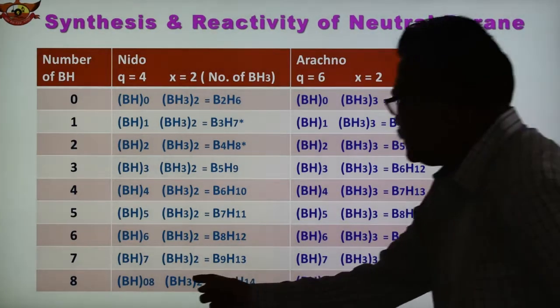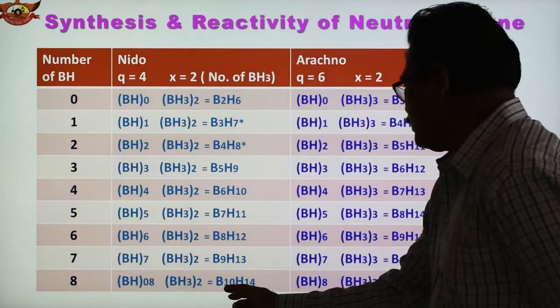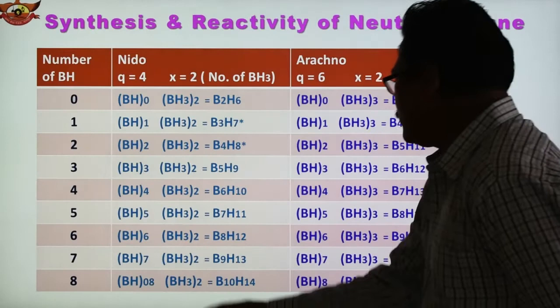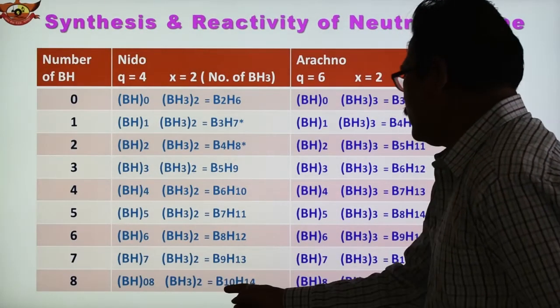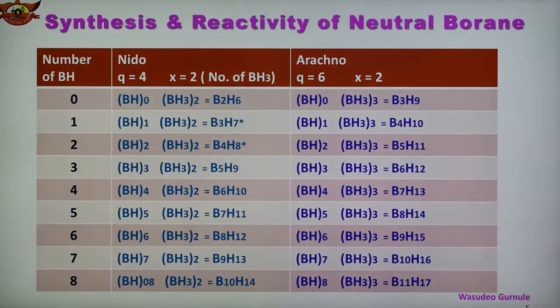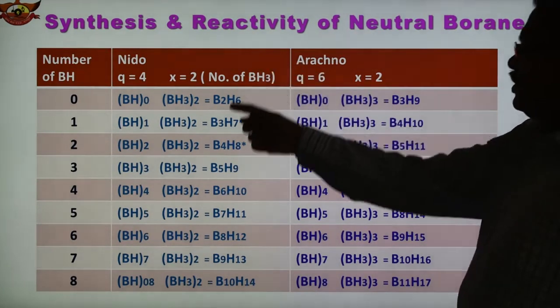So here these are 6 and this is 8. Here the borons are 8, and here are the borons 2, 8 and 2, 10 and 14 hydrogens. So in this way we can calculate; these are the nido boranes.